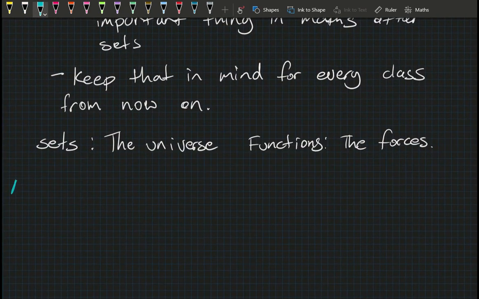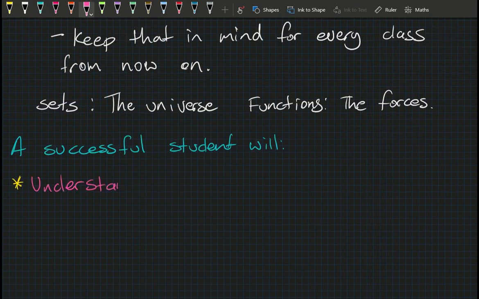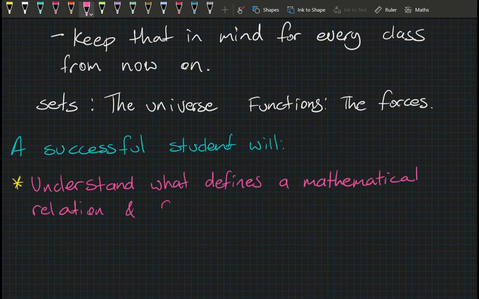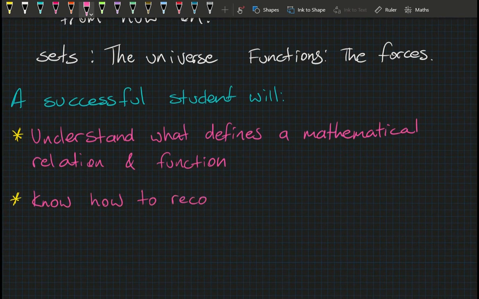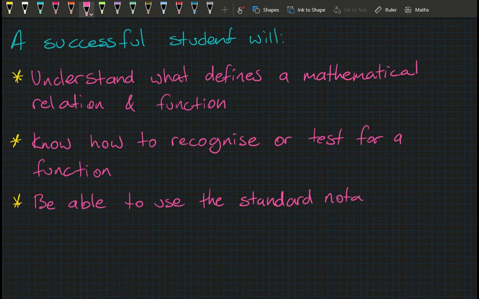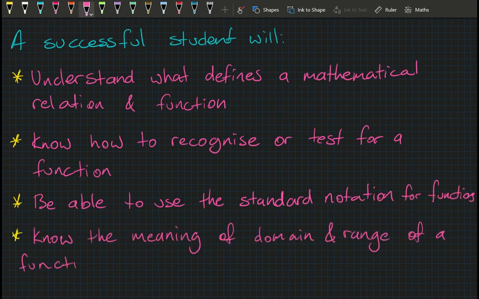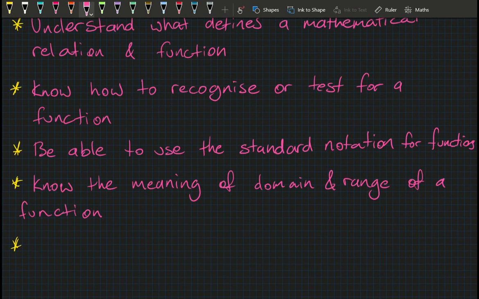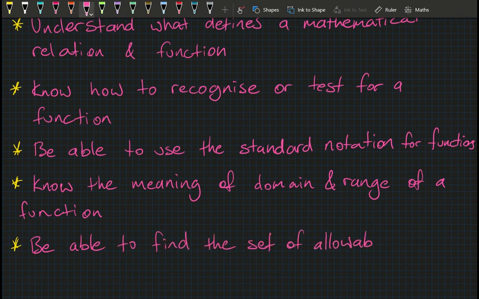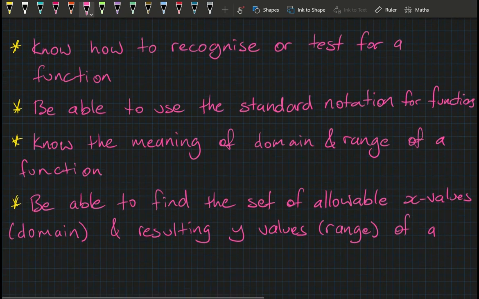Alright, so in this class, a successful student will understand what defines a mathematical relation and function, know how to recognize or test for a function, be able to use the standard notation for functions, know the meaning of domain and range of a function, and be able to find the set of allowable x values, i.e. the domain, and resulting y values, the range of a function.